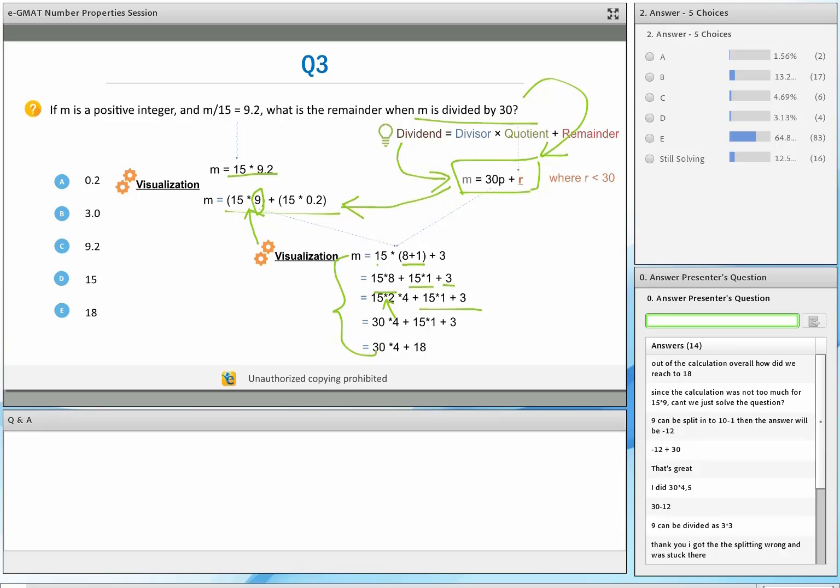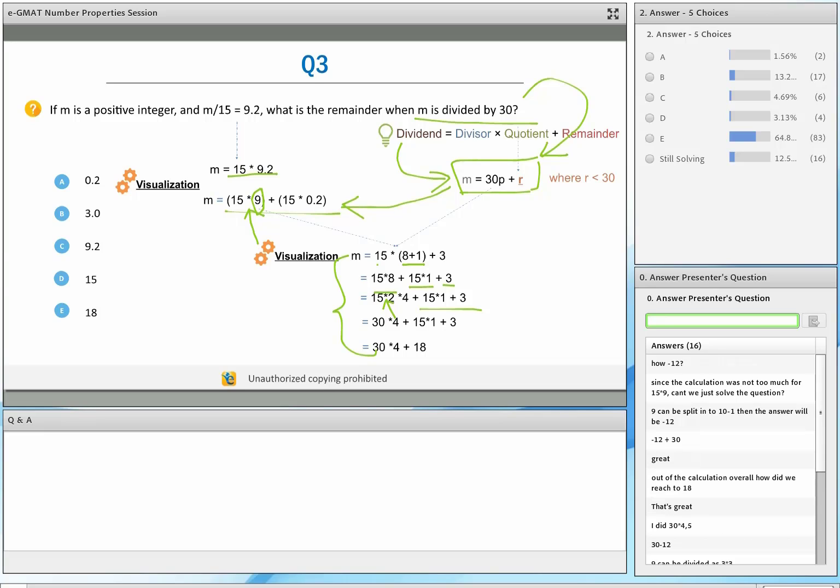Since the calculation was not too much for 15 times 9, can't we just solve the question? You can. Absolutely, you can. But again, remember, anytime you resort to calculation early on in the process, you are losing that opportunity to learn how to manipulate in order to get to what your approach is, right?